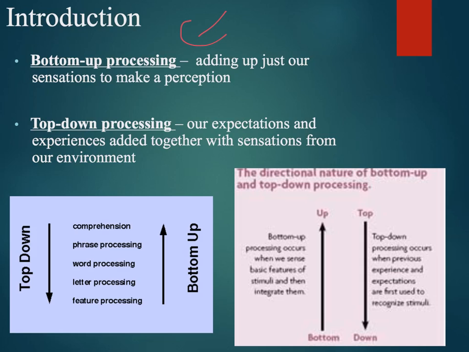for the first time. Whereas top-down processing is when you typically have experience with something in your environment that you've already experienced before. So top-down processing is our expectations and experiences added together with sensations from our environment. So, for example, if you've seen a locker before, which you have because you've been in school now for a little while, if you walk down the hallway and you're texting on your phone and someone stops you and asks you what the locker looks like, you would be able to tell them without even actually looking at the locker. This is top-down processing, where the information is already in your head and it works its way down to your mouth to explain it.